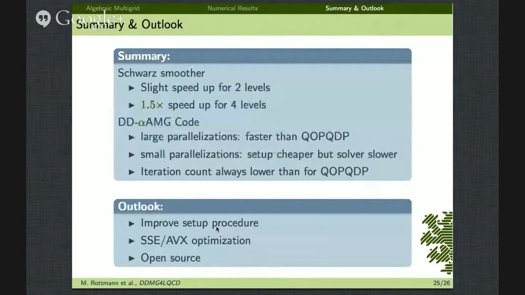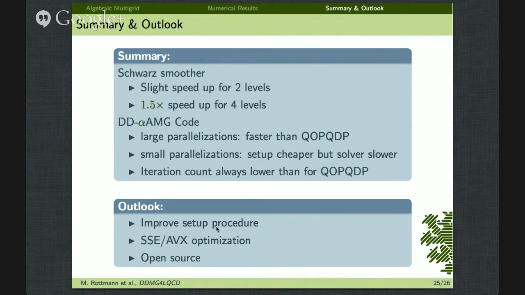A small summary. The Schwarz smoother shows a slight speedup for two levels and a speedup factor of 1.5 for four levels. With respect to coding, the DD-alpha AMG code is faster than QOP QDP for large parallelizations. For small parallelizations, the setup is cheaper, but the solver is slower, and the iteration count is always lower than for QOP QDP.